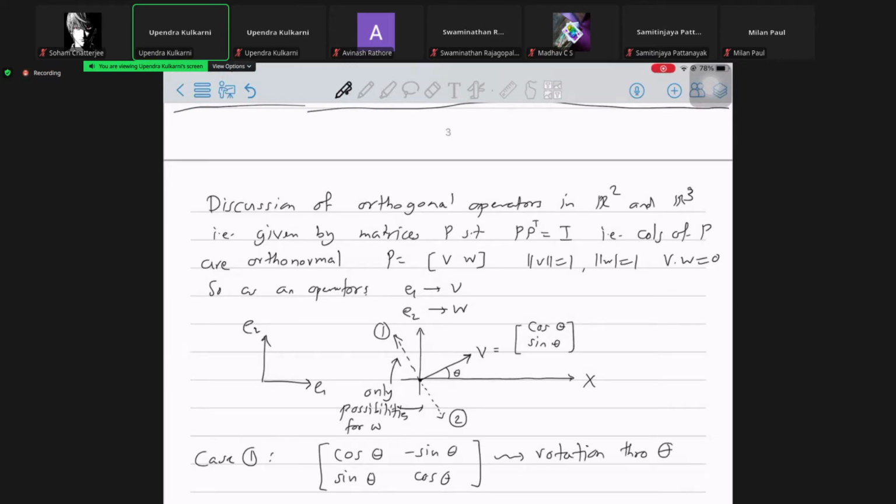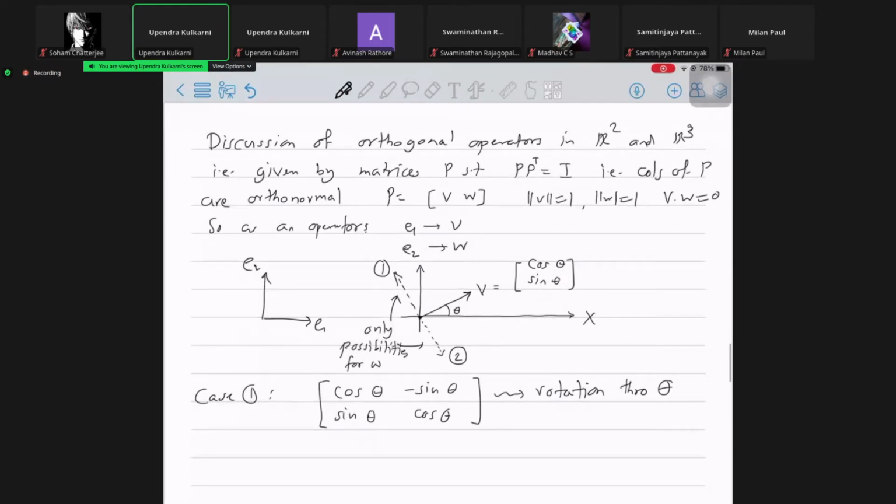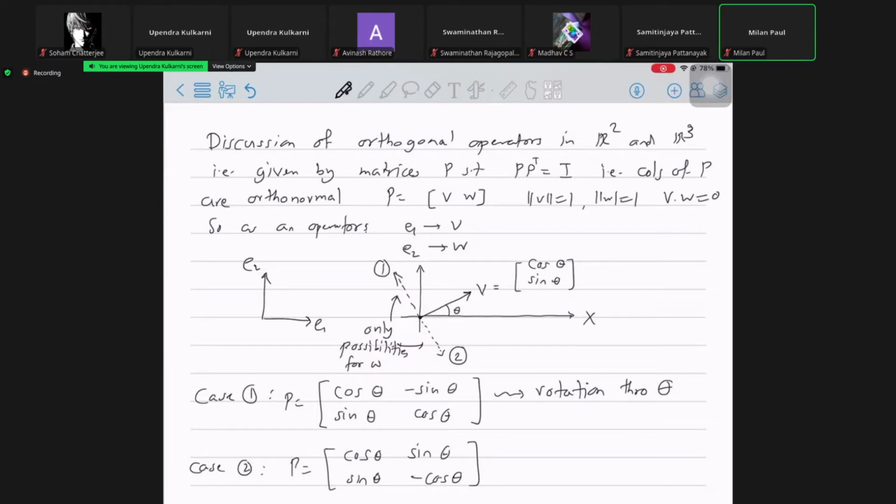Rotation through theta. Okay, case 2. What do I get? P is equal to cos theta, sin theta, and then sin theta, minus cos theta. All right. So, by the way, what is the determinant of the first matrix? 1. And that of the second? -1. Right. So this is orientation reversing.